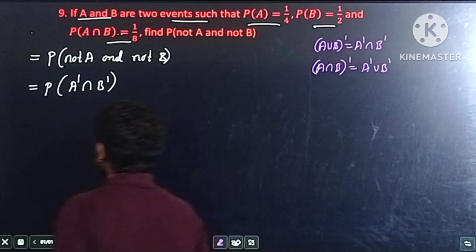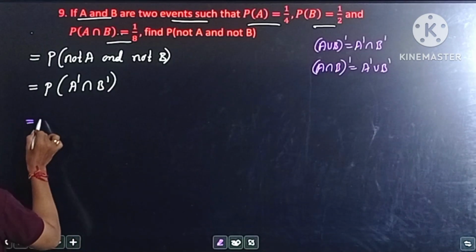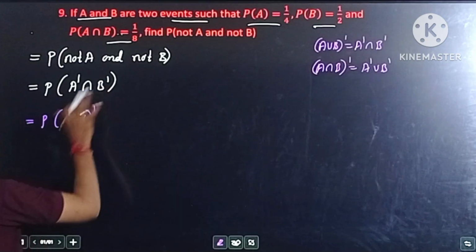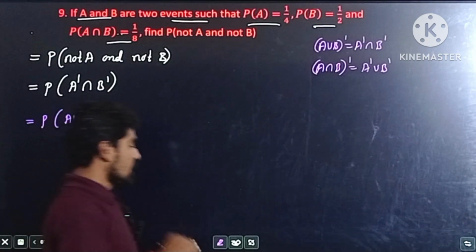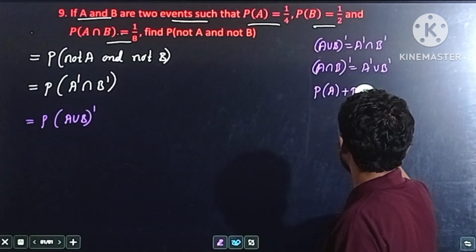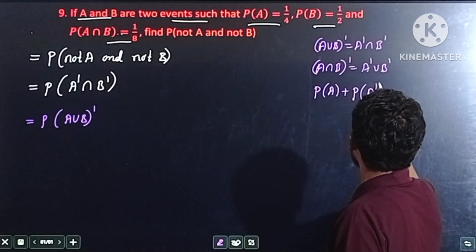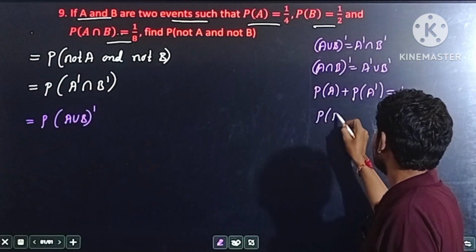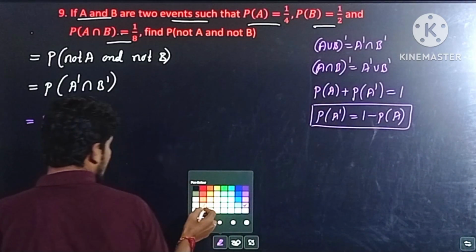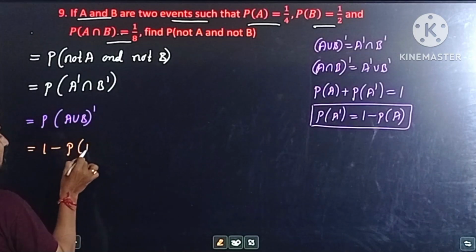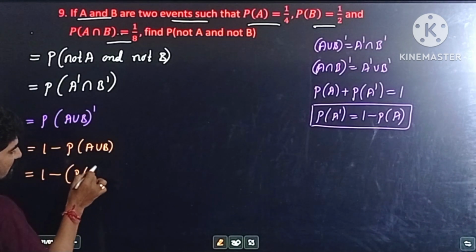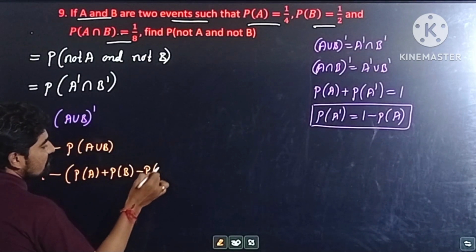So by using the first law, probability of A dash intersection B dash is equal to probability of A union B whole dash. And we know one property: probability of A plus probability of A dash is equal to 1. So probability of A dash can be written as 1 minus probability of A. Thus, probability of A union B whole dash is 1 minus probability of A union B. And we know that probability of A union B is equal to probability of A plus probability of B minus probability of A intersection B.